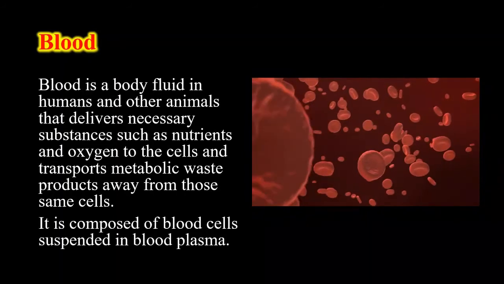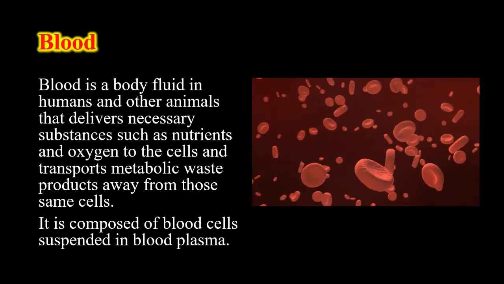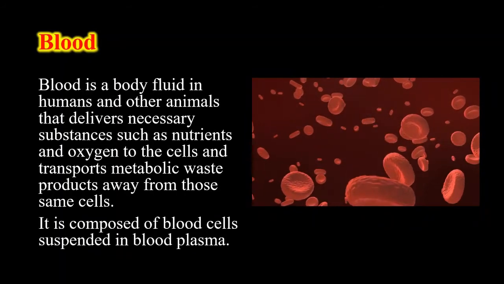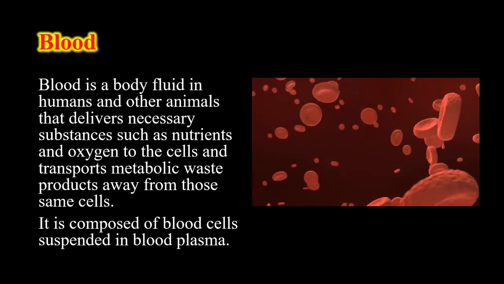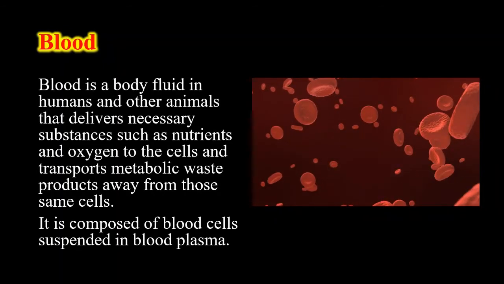Students, during playing, whenever you get injured, you must have observed that a red color liquid comes out from your body, that is the blood. Blood is a body fluid in humans and other animals that delivers necessary substances such as nutrients and oxygen to the cells and transports metabolic waste products away from those same cells.